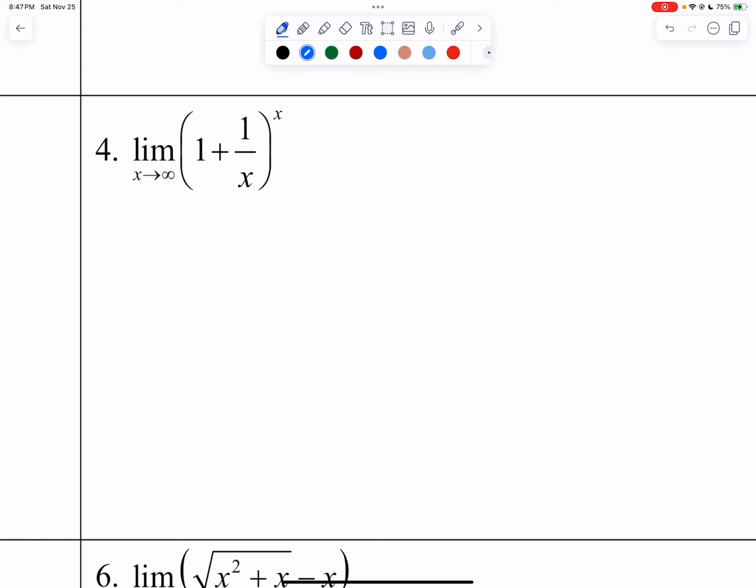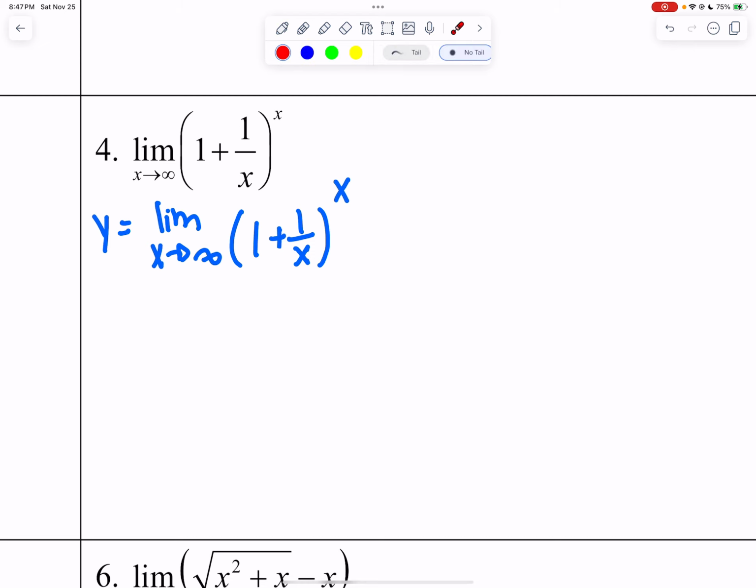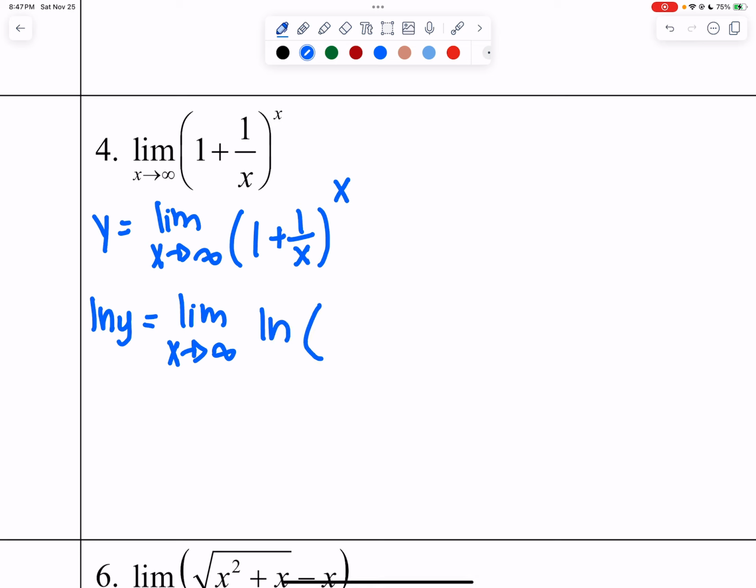Since this is an indeterminate form, we can use L'Hopital's. Now, for this one right here, we are going to use logarithmic differentiation, like I said, because I have a function to a function. So in this case, I'm going to have ln of y is equal to the limit as x approaches infinity of ln of this lovely thing right here. But I'm going to bring down the x. So I have this right here.